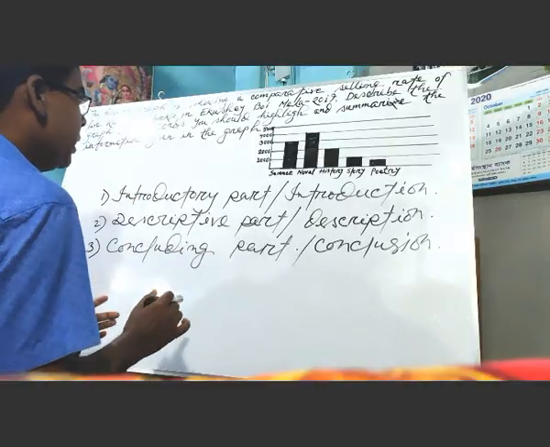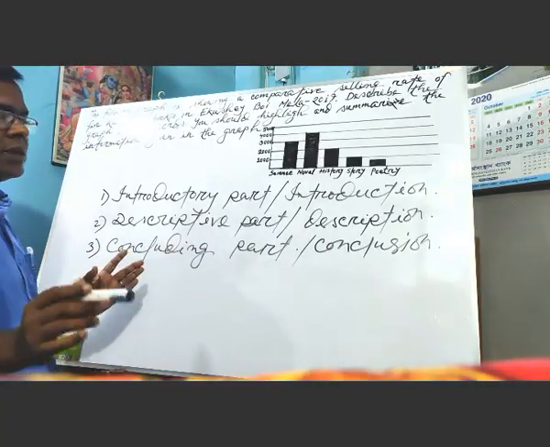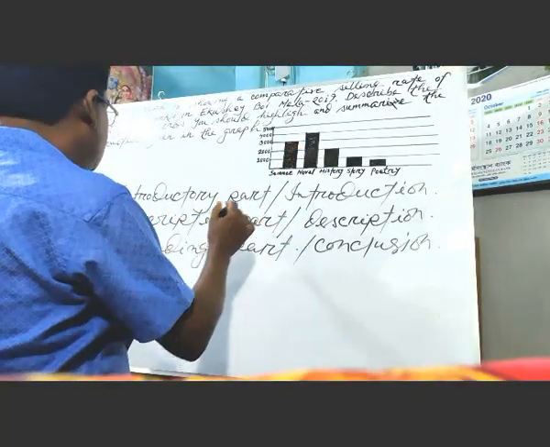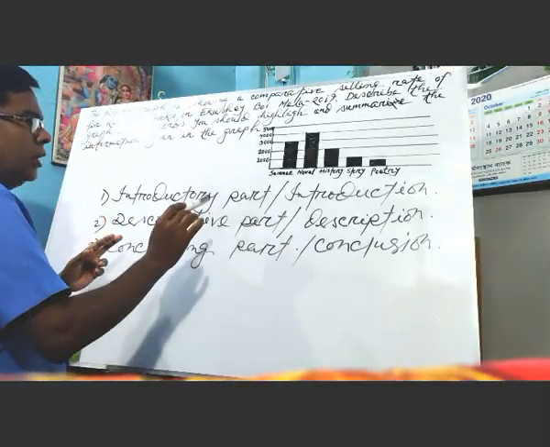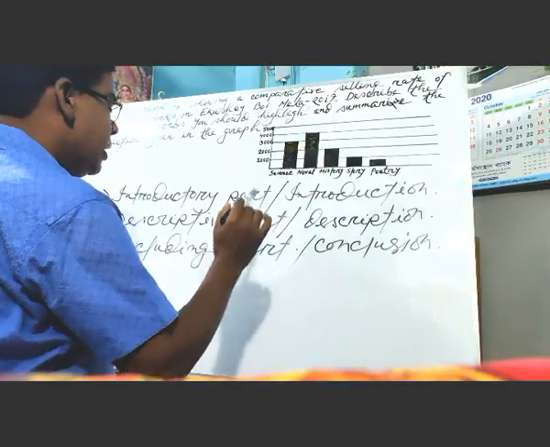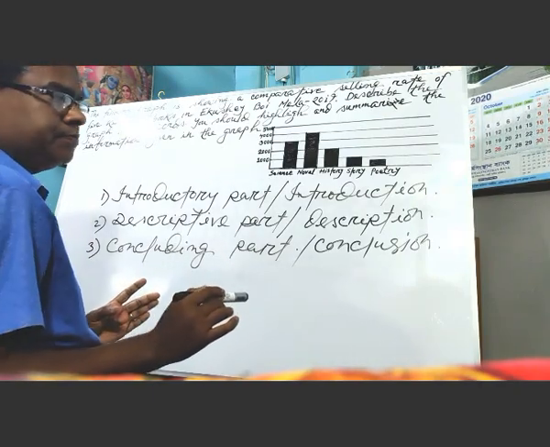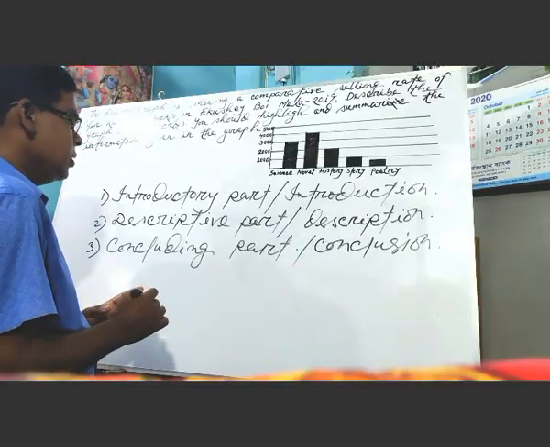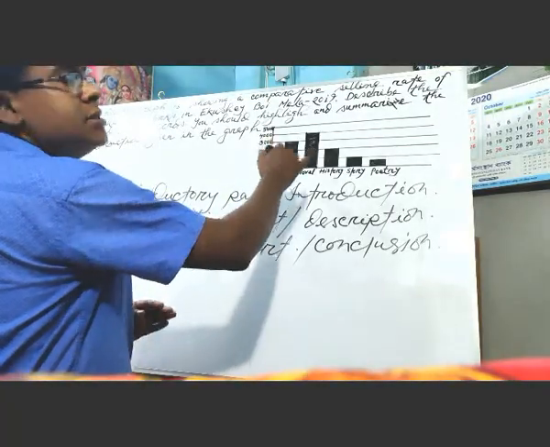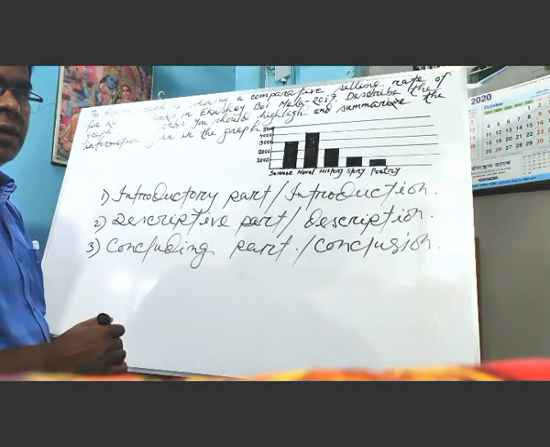Okay students, and in the second part you will describe. You will describe the information and data that you find here. So in part number 2 you will write only the description of the data or information, and finally in the concluding part you will write and mention a comment that is relevant to this chart. In this way you will have to finish your graph chart. Understand boys?